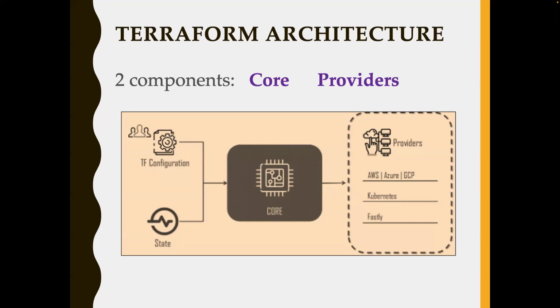Core and providers are the two components. If you look into the core, it's the main component and it takes two inputs. The first is the Terraform configuration files, which is what Terraform users write to provision the infrastructure. Core takes this input and compares it with the state file. The state file holds the actual state of the infrastructure. Whenever you create the infrastructure with Terraform for the first time, the state file is created automatically when you do the Terraform apply for the first time. And it will have the actual state of the infrastructure.